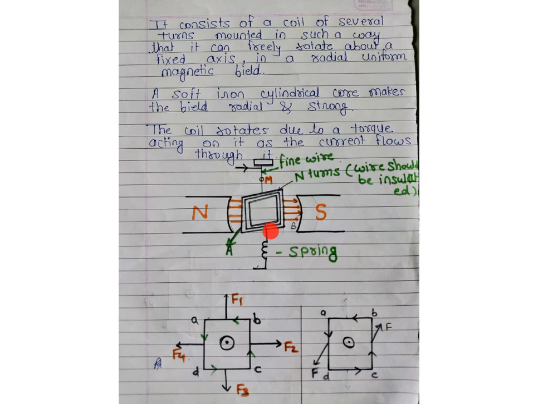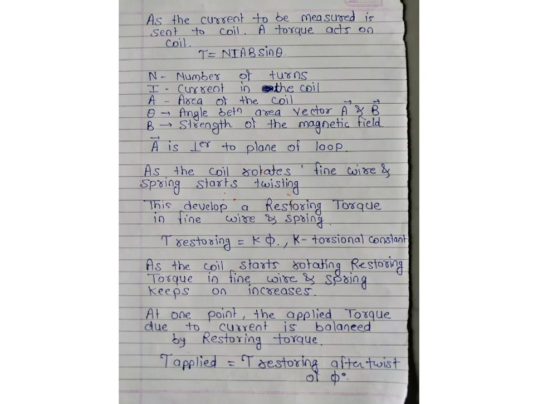So, whenever we place the coil between the north and south pole, we place it like this. Consider this diagram. In this diagram, these two horizontal forces do not have the same line of action, therefore they give us some torque. As the current to be measured is passed through the coil, a torque acts on the coil.